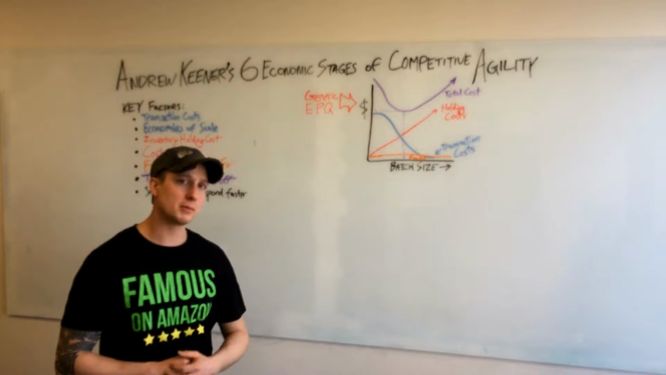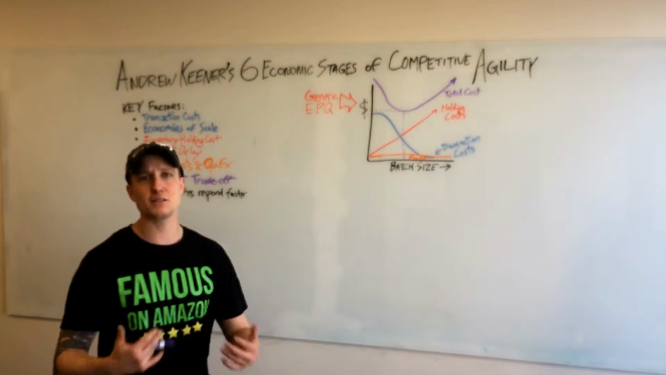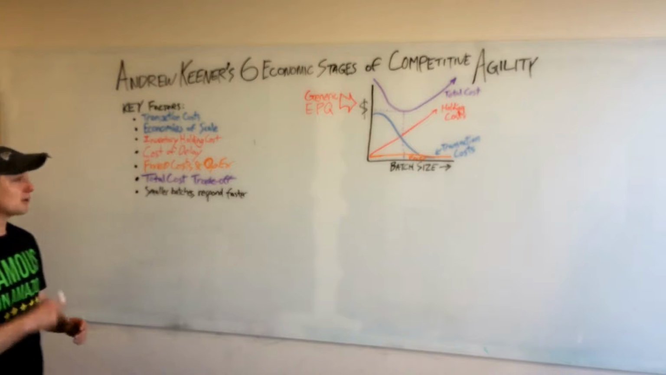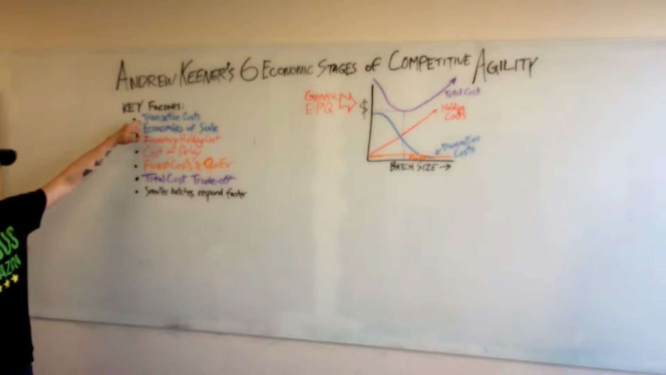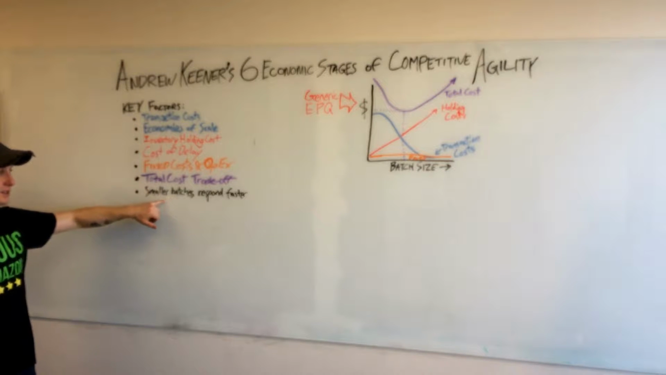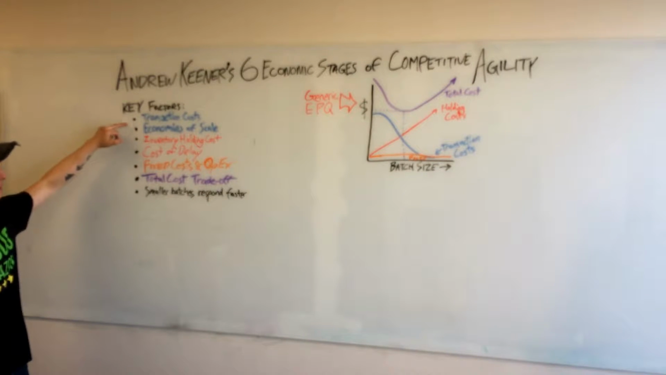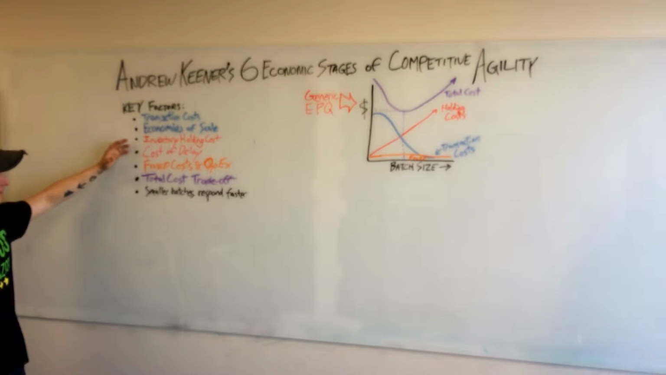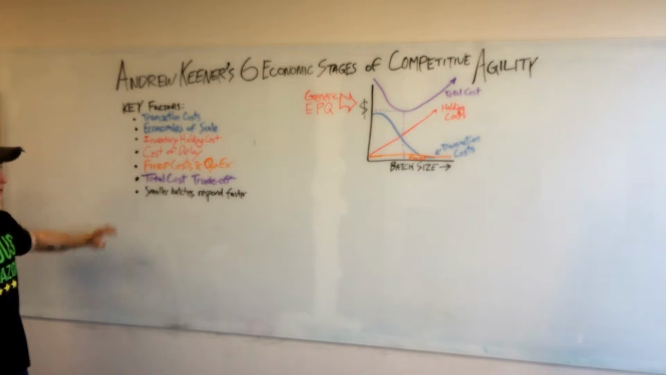This is the whole problem with digital products. There isn't a really great sense of the inventory we have. However, the key factors that you'll find that we can manipulate in order to bring down batch size so that we can respond faster to market are transaction costs, economies of scale, inventory holding costs, cost of delay, fixed costs and operating expense like payroll, and our total cost trade-off in general.